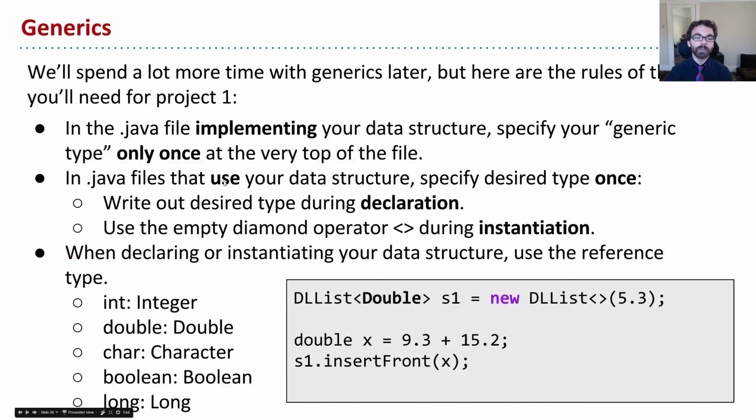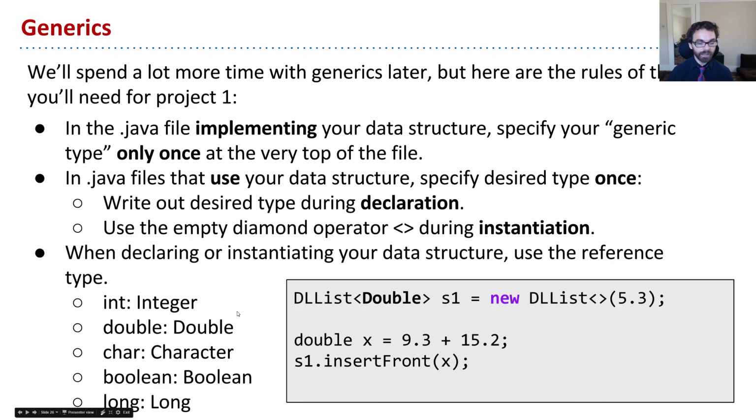And then in Java files that use your data structure, you'll specify the desired type just once. You'll do it whenever you declare the variable, and then use the empty diamond operator during instantiation. I mean, you can also write out Double, so you could technically use it twice, but this will make your code look more like what you're likely to see in the real world.